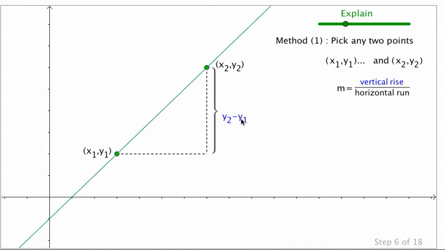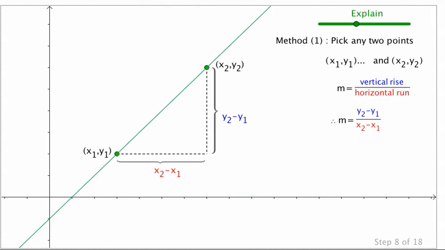So the vertical rise, to start with, is this height here. It's the height difference between the 2 points, and we can calculate that by subtracting the y-coordinate of one point from the other. In the same way, the horizontal run is calculated by subtracting the x-coordinate of one point from the other, and we get that horizontal distance there. Now the slope, or the gradient, is just the vertical rise over the horizontal run, which means that it's y2 subtract y1 over x2 subtract x1, and that becomes the formula that we can use to calculate the gradient.